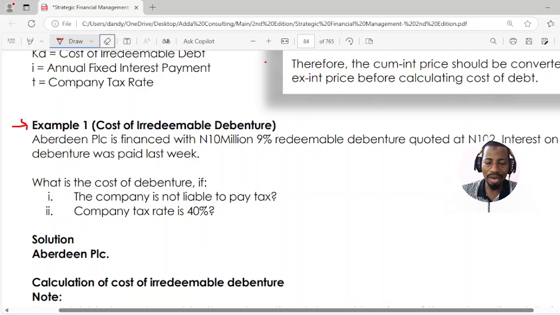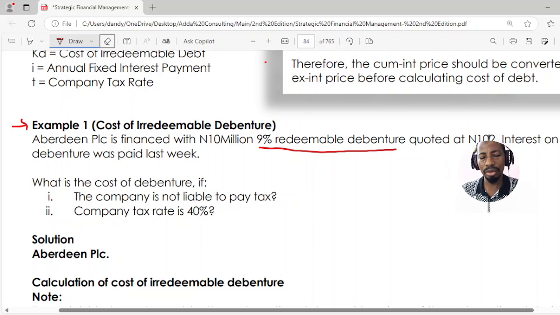So you have been told that this is a 9% redeemable debenture. Like I mentioned, debenture will only be redeemable if the redemption date is given. That is, when the company will pay back the principal sum. That's the redemption date, that's the maturity date. So in this question, we are not given the redemption date. So whenever you are not given the redemption date, then it is going to be calculated as cost of irredeemable debt.